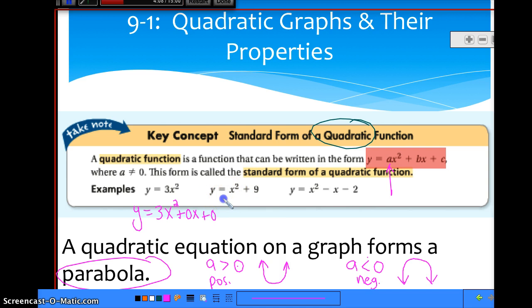This one's got the 1x squared. It's missing the bx, so that would be 0x, and it's got the c, which is the 9. This one is complete. The a is 1, the b is -1, and the c is -2. So 2 of them are incomplete, 1 is complete. All of them are quadratic because they are squares.